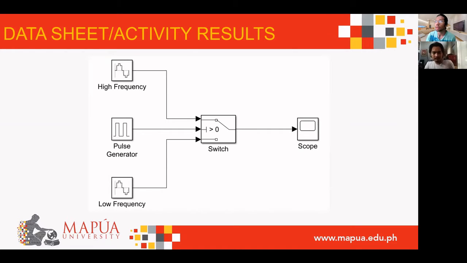So proceeding with the activity results, first we have to create the block diagram for the FSK modulator circuit or the system in MATLAB Simulink. And for the input, we use sine waves as the inputs for high frequency and low frequency. And another input is a pulse generator for the trigger of the input of the switch, where the high frequency and low frequency are the carrier signals, and the pulse generator will be the modulating signal or the intelligence signal for the FSK signal. And the switch block will create the switching between the high frequency and low frequency with respect to the pulse generated signal, and the output will be observed using the scope block.